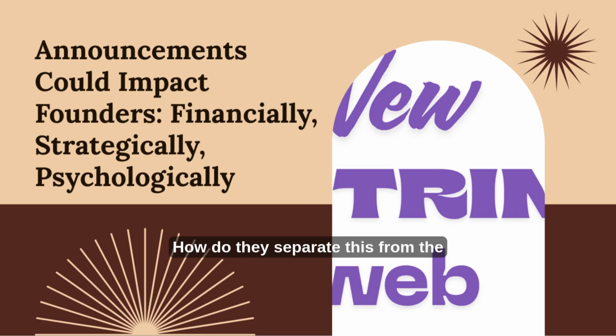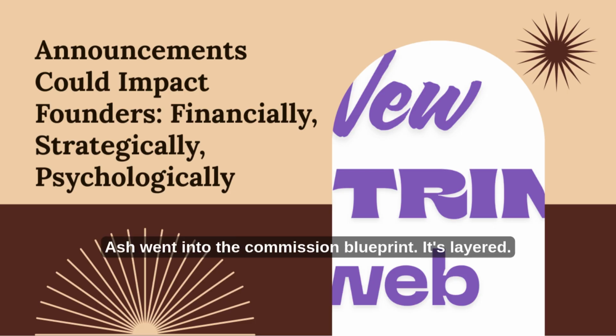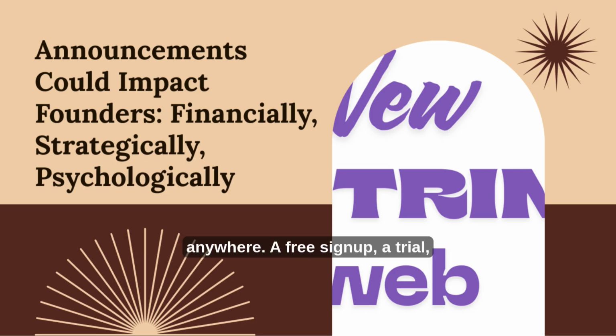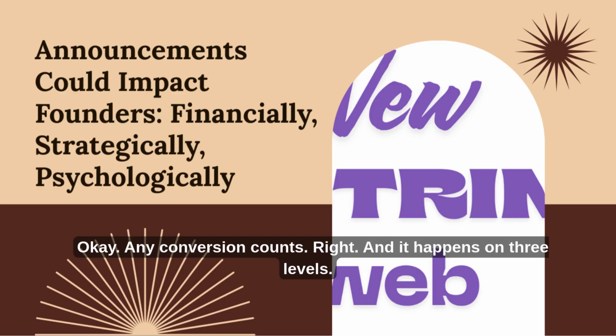How do they separate this from the less credible schemes out there? Yeah, absolutely critical. Ash went into the commission blueprint. It's layered. Any visitor converting through your link could be a free sign-up, a trial, or a paid subscription that triggers a commission. Okay, any conversion counts. Right. And it happens on 3 levels.